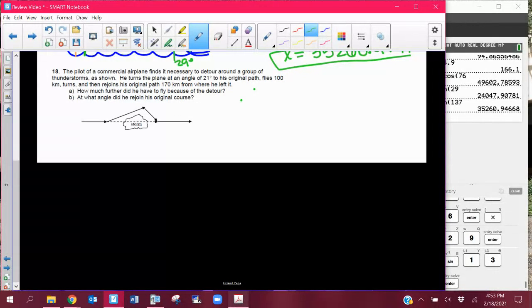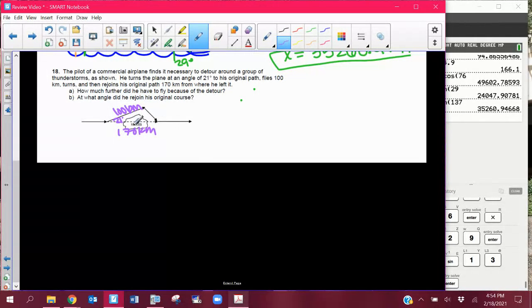They say here, here's another pilot. We're just flying a lot of planes today. Finds it necessary to detour around a group of thunderstorms as shown. He turns the plane at an angle of 21 degrees to his original path. So right here is 21. Okay, so that angle is 21. He flies 100 kilometers. And then he rejoins the path 170 kilometers from where he left it. So that would mean that this is your 170 kilometers. So he's getting back to the path right here.